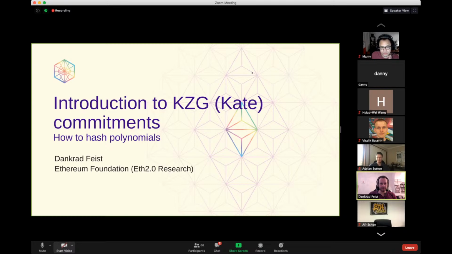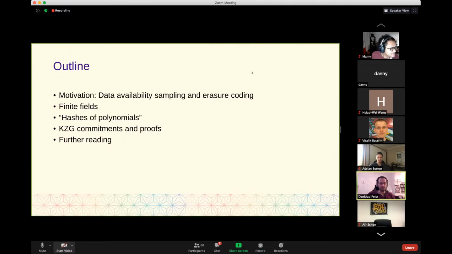Right, so this is the outline of what I'm going to talk about. I'll start with some motivation, why in data availability sampling we need polynomial commitments, why they're useful. And then I will quickly go over finite fields, just so that anyone who is not completely familiar with it knows what we're talking about. And then I will talk about a simple construction that you could think about to hash polynomials that is broken in some way, but very naturally leads us into KZG commitments and proofs. And then finally, I'll give a quick overview of where you can go from here and continue.